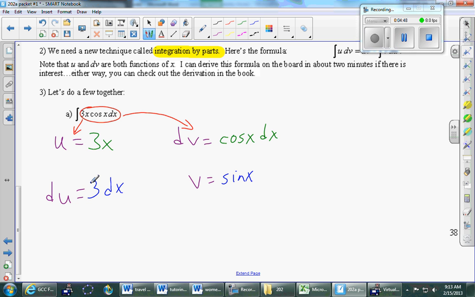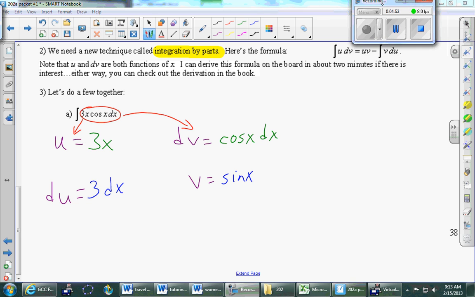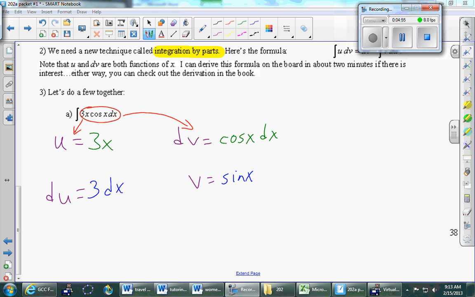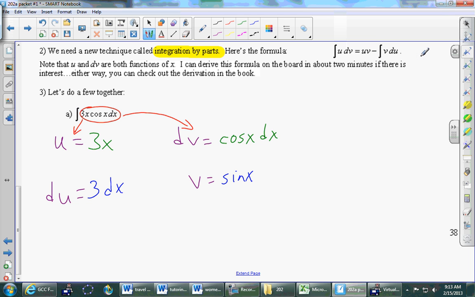Okay, so we're just doing procedural stuff, no sense as to why or where it's going, but let's use this formula that we've got right up here at the top. Integral of u dv. Where do you see u and dv in my list of 4 things here? It's the top row, right?